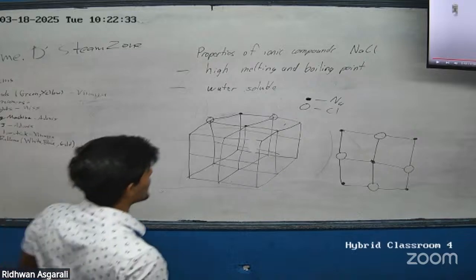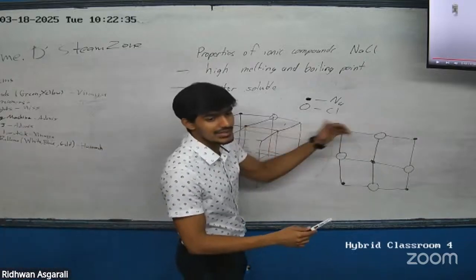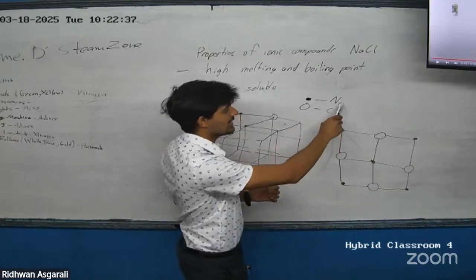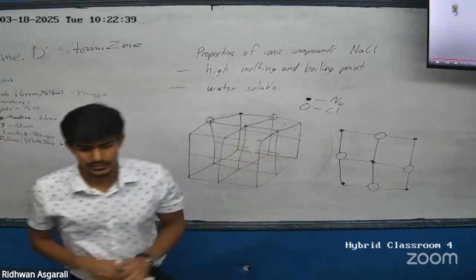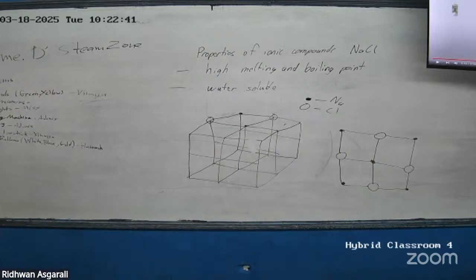Right, so when I finish, draw either one of these structures and label it as the structure of NaCl. Do you know what it is? Salt. Label it structure of sodium chloride.